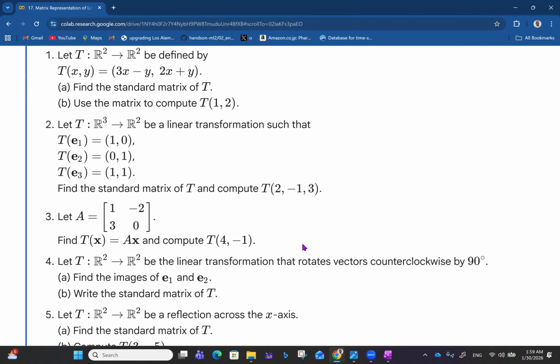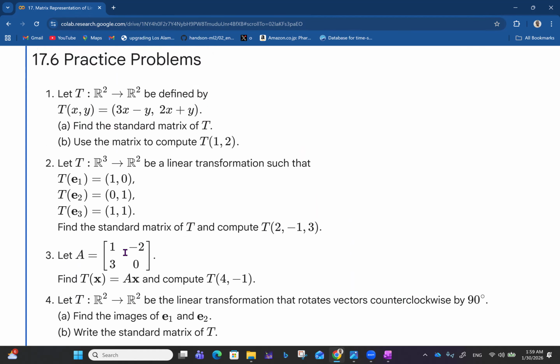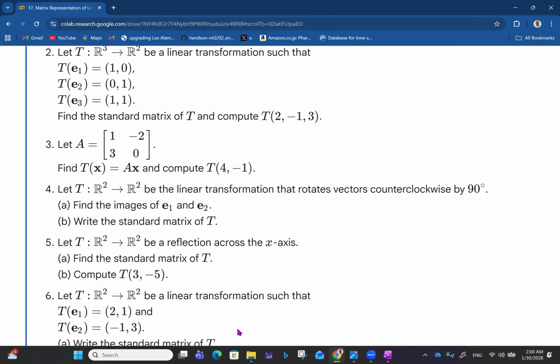Okay, so number 3 says let A be (1, -3; 3, 0). T of x is Ax. Compute T of (4, -1). So you just multiply this by (4, -1), the column matrix. Then let T be R squared to R squared, a linear transformation that rotates vectors counterclockwise by 90 degrees. Find the images of E1 and E2. Okay, then write the standard matrix of T like that.